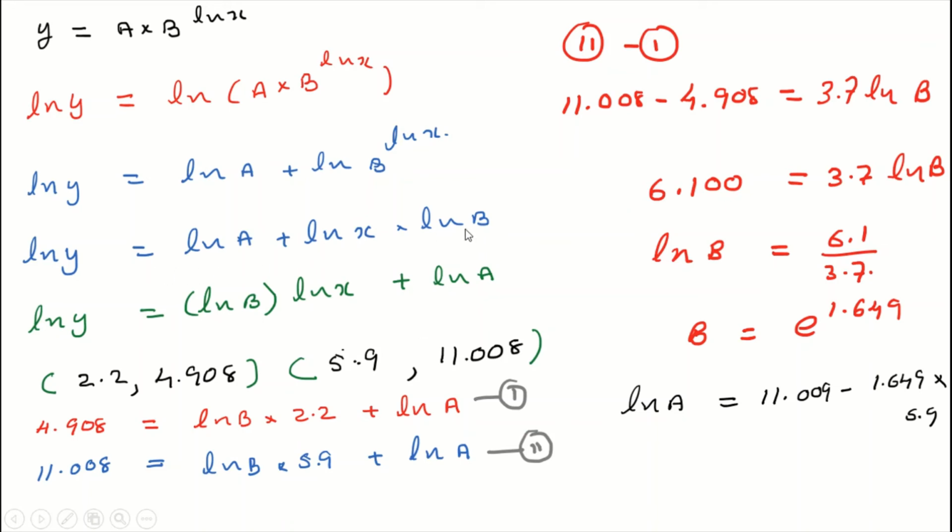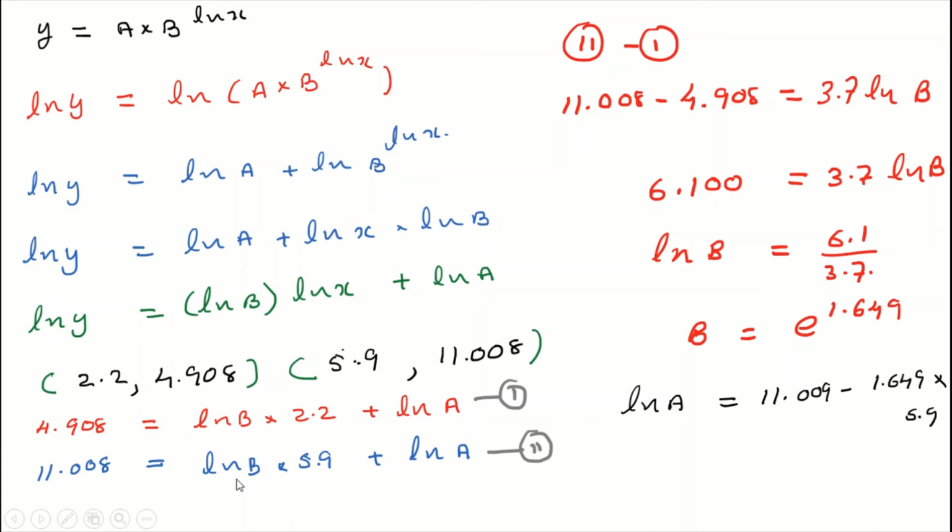Now I will write this down in the y equals mx plus c format. Then ln y equals ln b into ln x plus ln a. So this is y, ln y is y, ln x is x. If you want, you can write it as capital Y, ln b, capital X, ln a. Right. Now the 2 points given are (2.2, 4.908) and (5.9, 11.008). So we can apply those 2 values in this equation. So 4.908 is equal to ln b, 2.2 plus ln a.